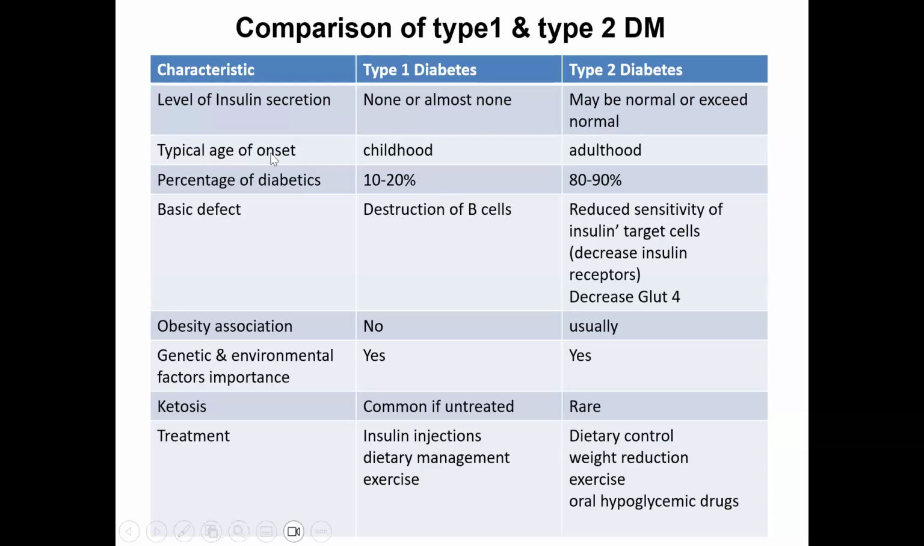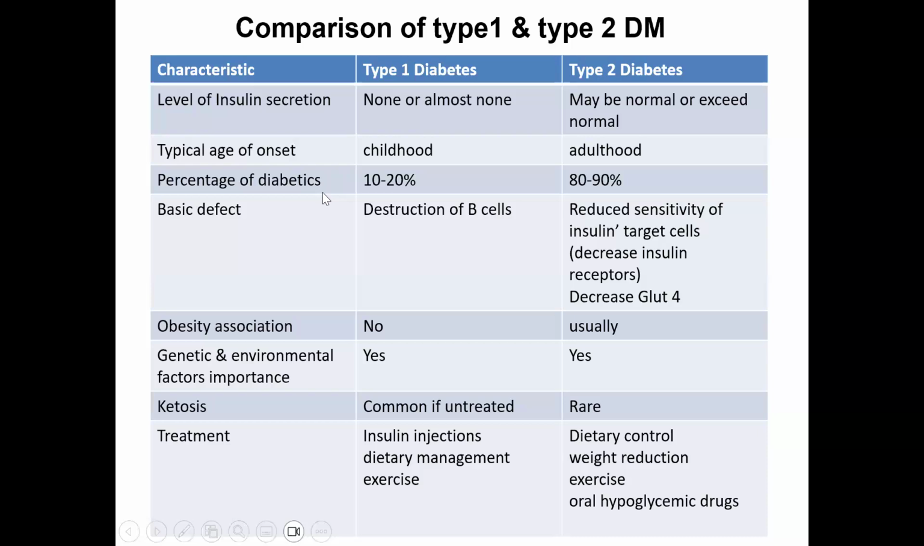Now, what is the typical age of onset? Type 1 diabetes appears in childhood, in children. So mainly it is diagnosed when the patient is a child. Whereas type 2 diabetes starts in adulthood, around after 40 years of age.